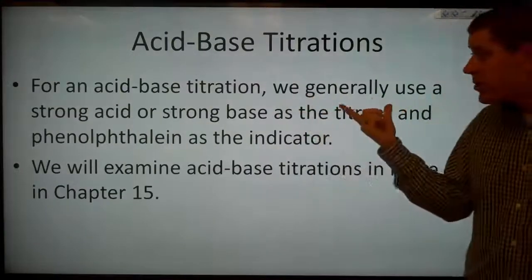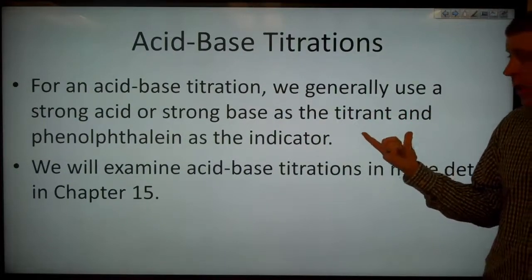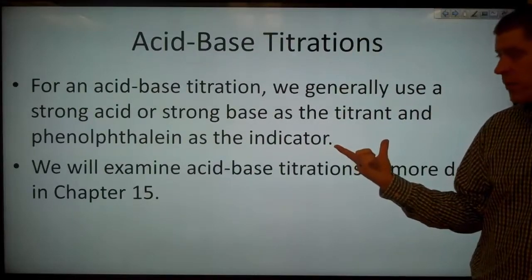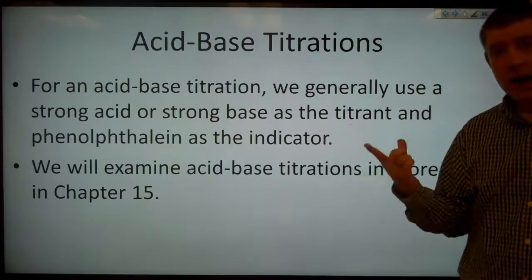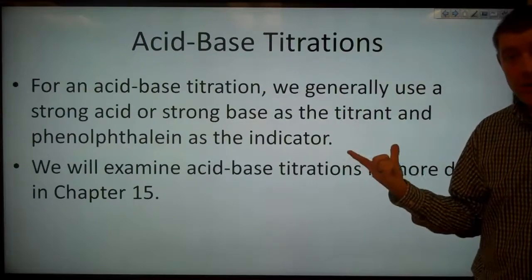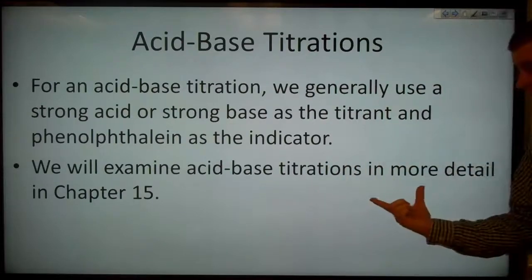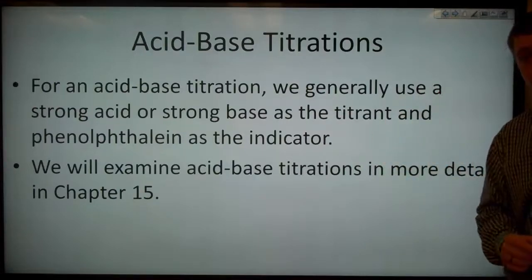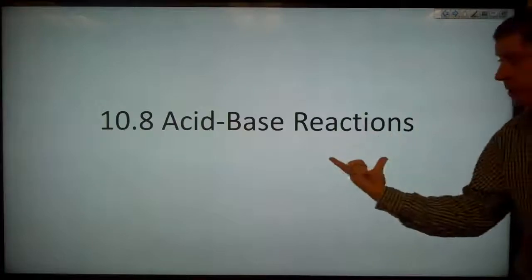For an acid-base titration, we generally use a strong acid or a strong base as the titrant, and often we use phenolphthalein as the indicator, although it depends on exactly what our analyte is. We generally use phenolphthalein if we are titrating a strong acid as our analyte, and we're using a strong base like sodium hydroxide as our titrant. We're going to examine acid-base titrations in more detail in Chapter 15. So if you want to look at acid-base titrations in greater depth, look at Chapter 15 or watch one of my videos from Chapter 15. So that was acid-base reactions.